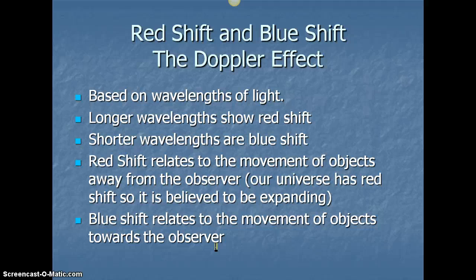Red shift and blue shift, or the Doppler effect. We studied the Doppler effect with sound back in chapters 14 and 15, and the Doppler effect is based on wavelengths. If something is moving towards you, the wavelengths are shorter. With sound, shorter wavelengths are louder. If the wavelengths are longer, moving away from you, then it is quieter. When we're looking at light, longer wavelengths are going to have a red shift. This is our key thing here: red shift is longer wavelengths. If you look at the electromagnetic spectrum, red has a longer wavelength. Shorter wavelengths are blue shift. Red shift tells us that something is moving away from the observer, and blue shift tells us that something is moving toward the observer.